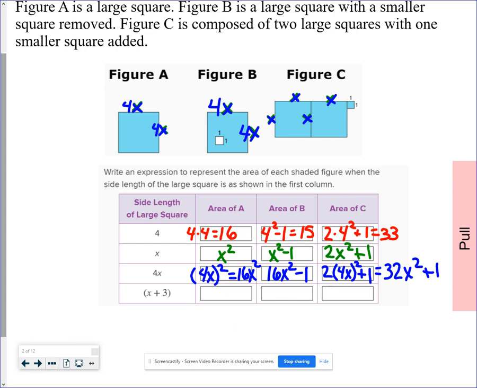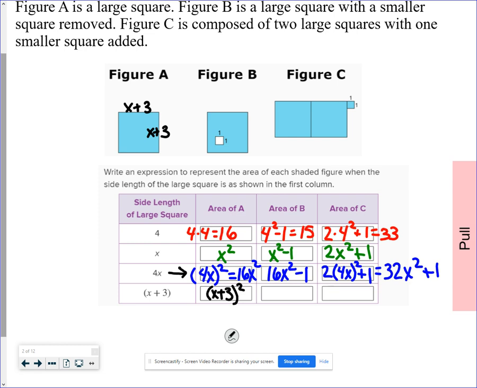Now for this last one, I have to erase all my mess up here. Each time they're saying that a side length is really x plus 3. Where it was easy on the last one to say that 4x quantity squared is just 16x squared, we haven't really learned how to do x plus 3 times x plus 3 yet. We will, we just don't know it yet. So this is x plus 3, and this is x plus 3. I would say that this would be x plus 3, the whole thing squared.